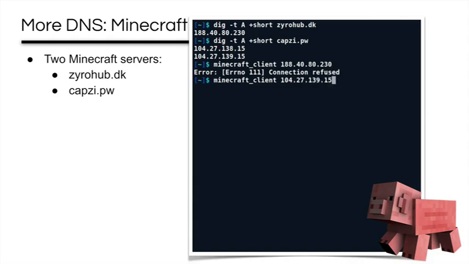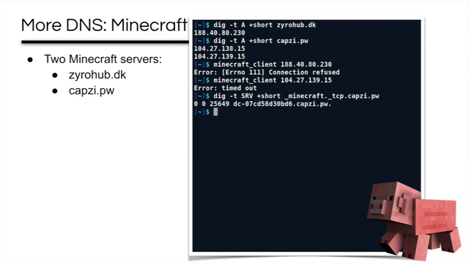And we can see that the first one doesn't work. And if I look at the second one, it doesn't work either. Fails in a different way, but they both fail. And so next I'll look up their SRV records. And again, I create this special name where I put an underscore in the service name, Minecraft, and then an underscore and the transport protocol, which is TCP for Minecraft, and then the host name that I'm interested in.